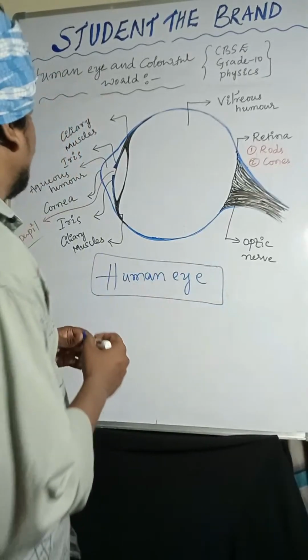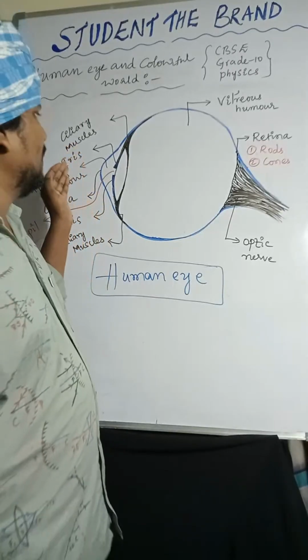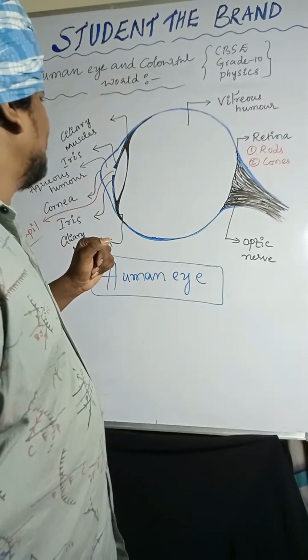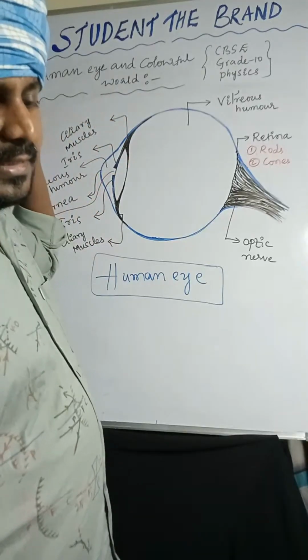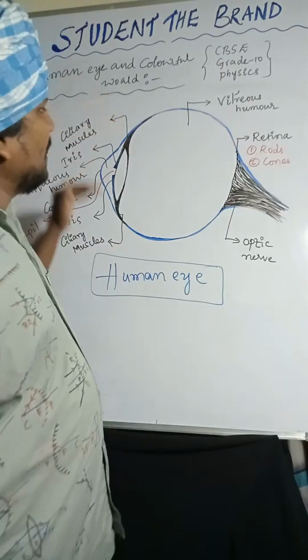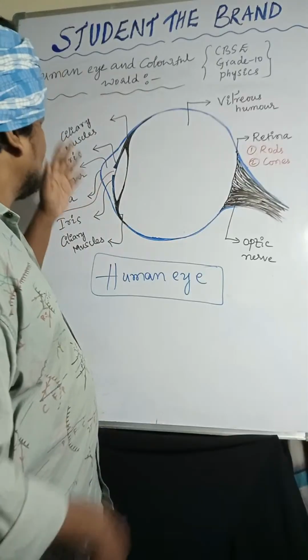Once again, cornea is the front protective layer of the eye. Most of the refraction takes place at this part. Ciliary muscles will adjust the curvature of the eye lens.